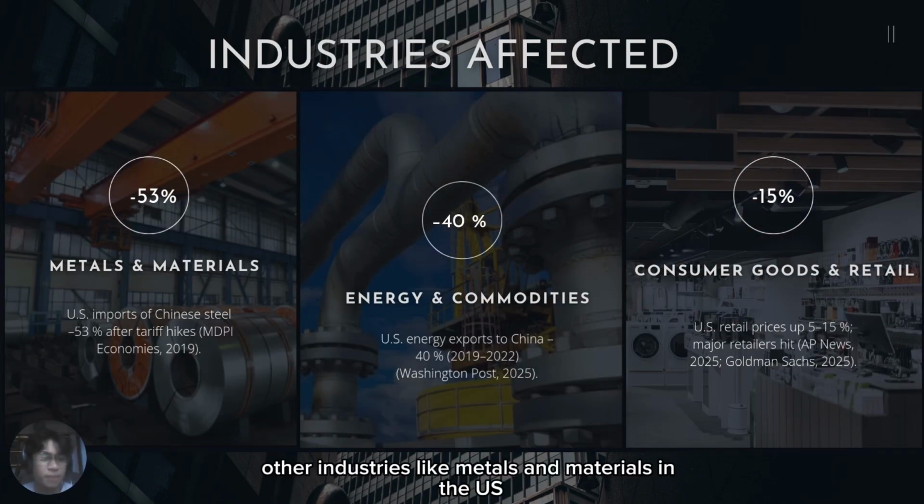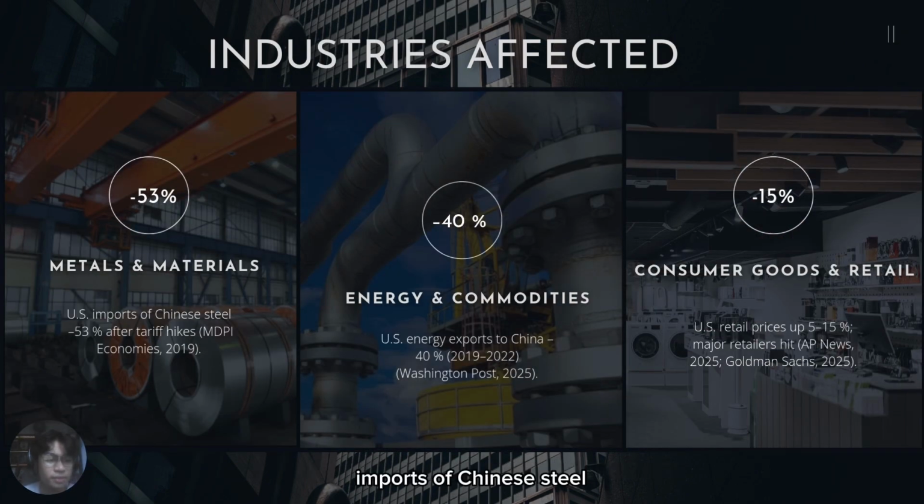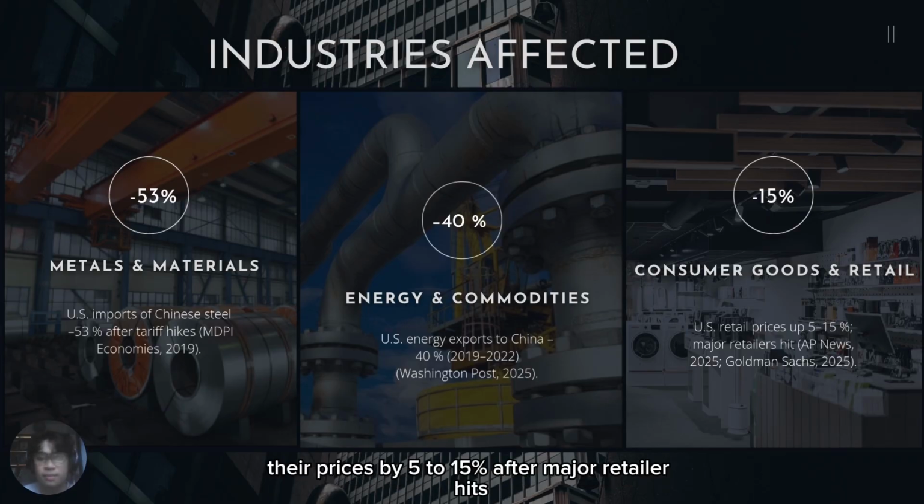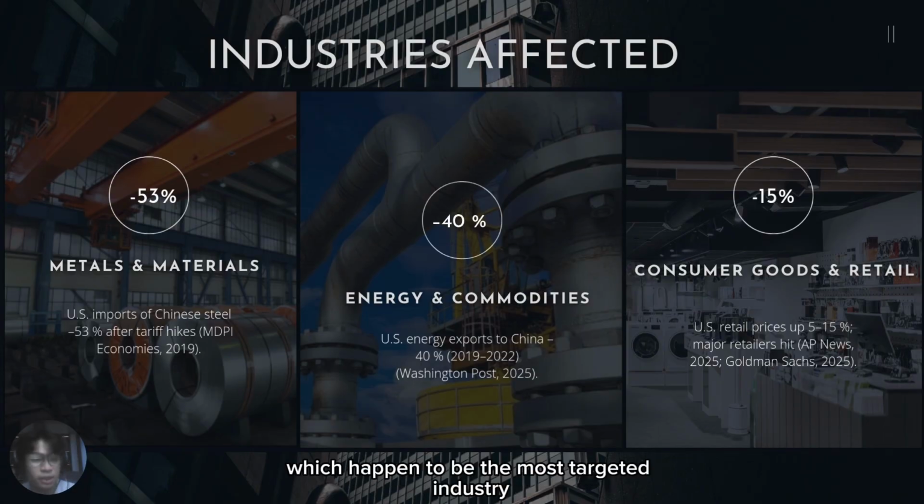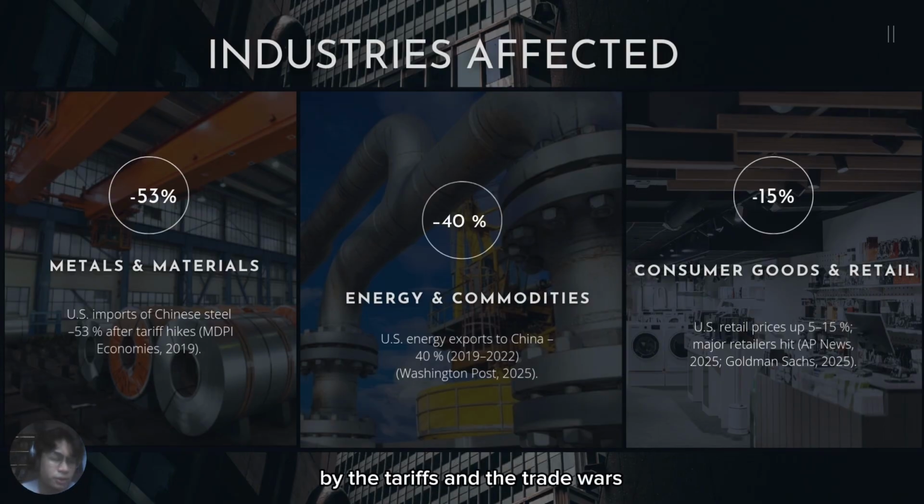Other industries like metals and materials in the US: imports of Chinese steel dropped by 53% after tariff hikes. Energy and commodities dropped by 40%, and consumer goods and retail raised their prices by 5 to 15% after major retailer hits. So those are the most notable changes in the most important industries, which happen to be the most targeted industries by the tariffs and the trade war.